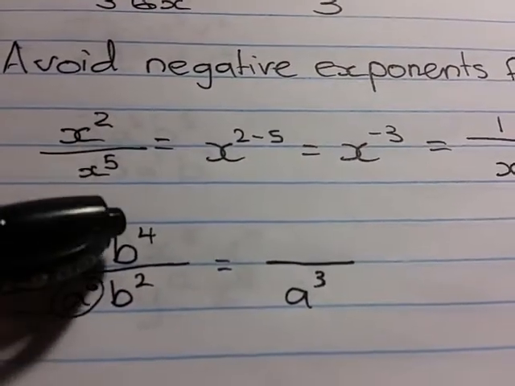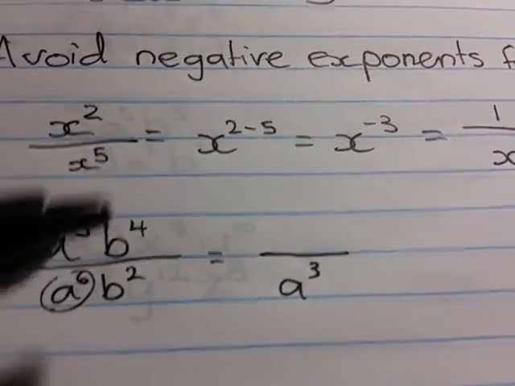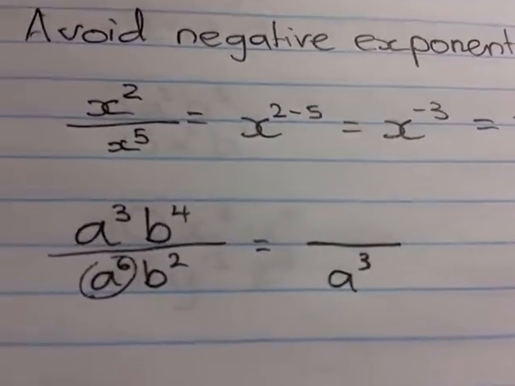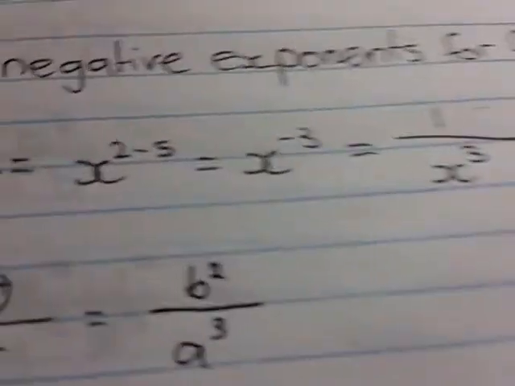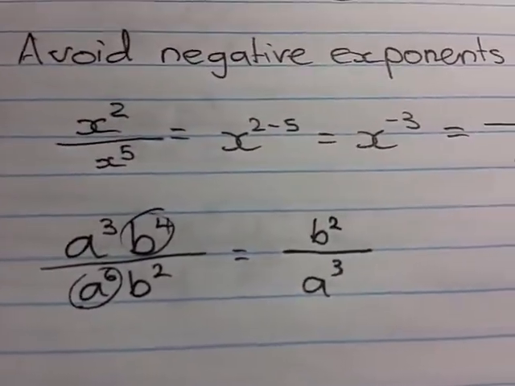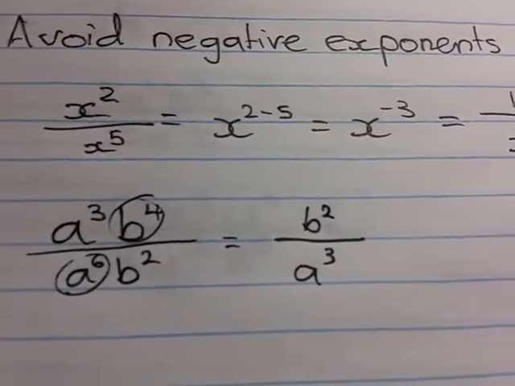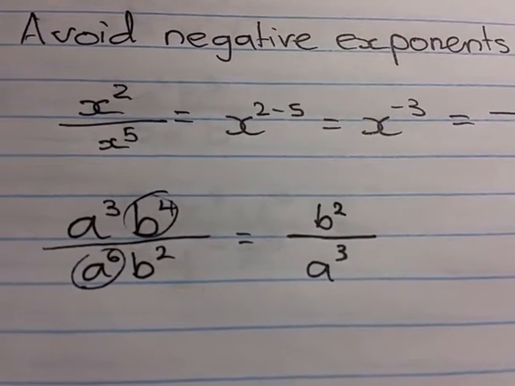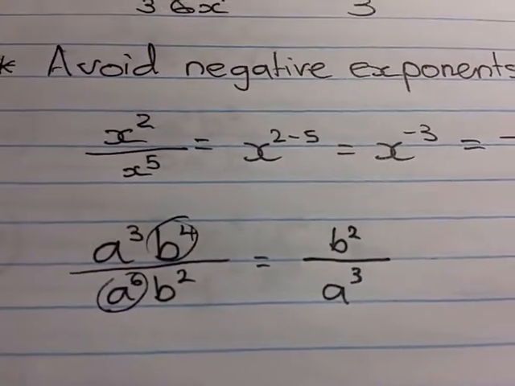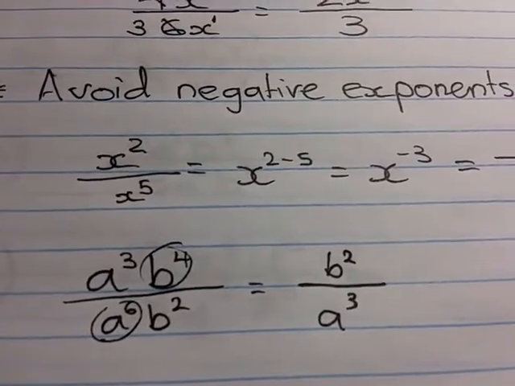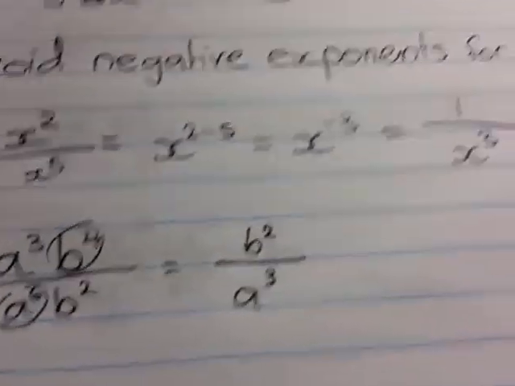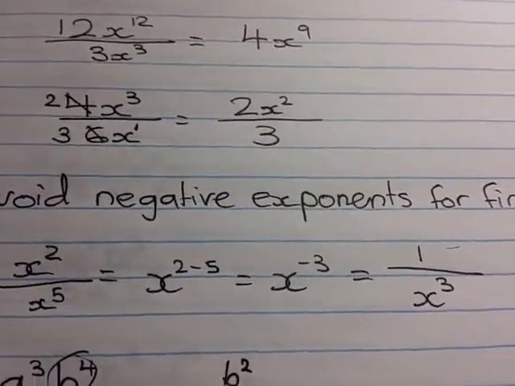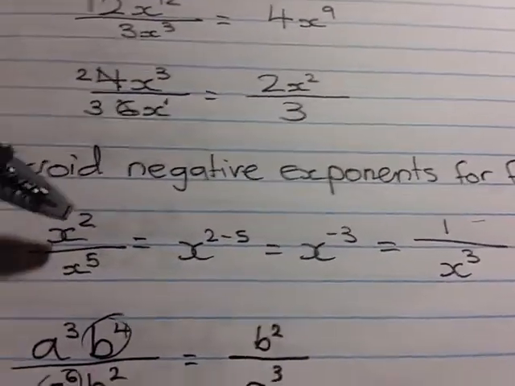And then if I look at the b's, I have b to the 4 and b to the 2. 4 minus 2 gives you 2. Where is it bigger? It's bigger at the numerator. So my b to the 2 will end up in the numerator. And there's your final answer: b to the 2 over a to the 3, without having to do any complex negative conversions.